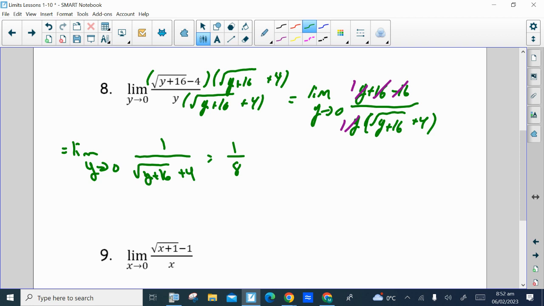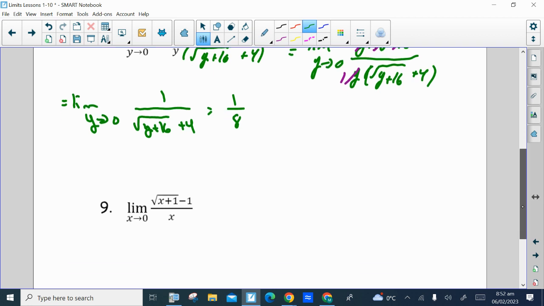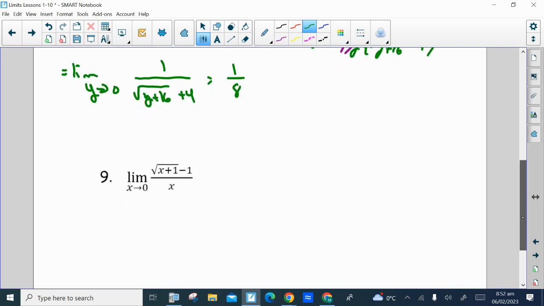It's another one that would be very difficult to get that answer by using a table of values or even a graph, because the answer is a decimal, 0.125.